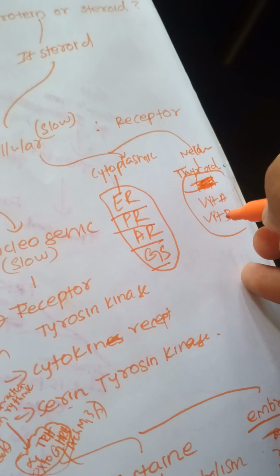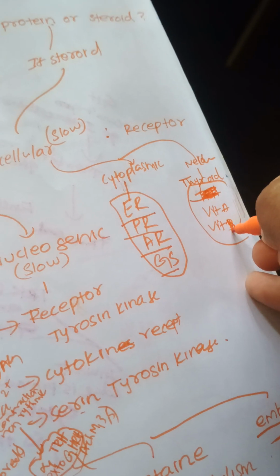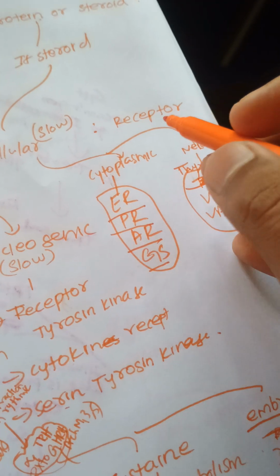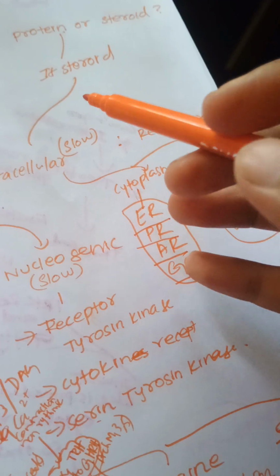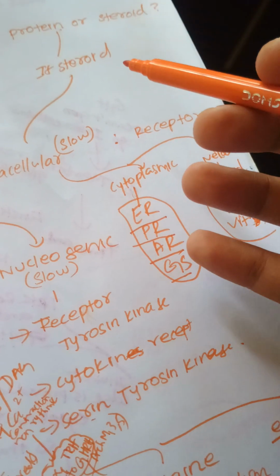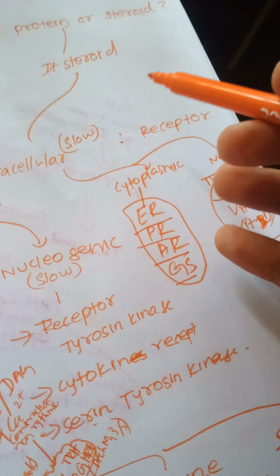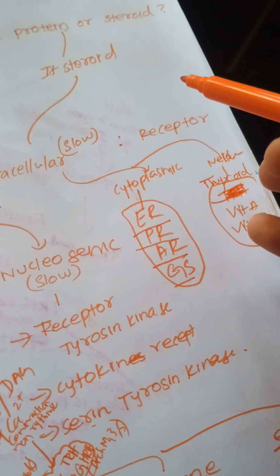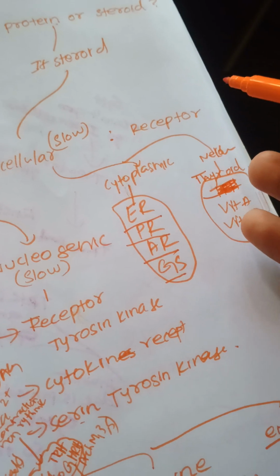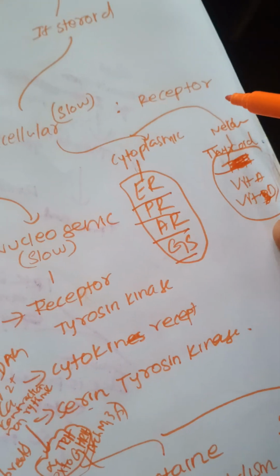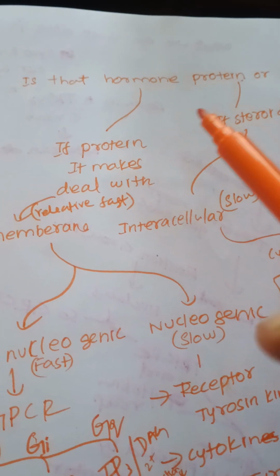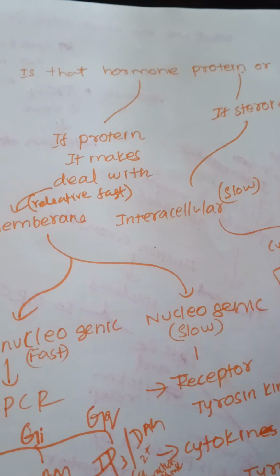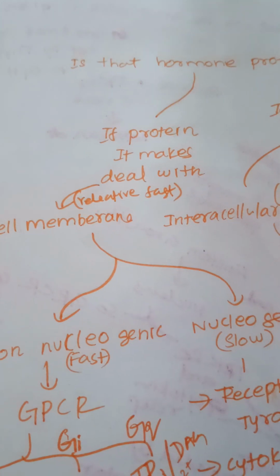Vitamin A and vitamin D also act through these receptors. Steroid hormones are relatively slow because they stimulate the transcription factor in the nucleus, so it takes time to give the desired result. That's all. This is the rough idea of the hormone mechanism of action.